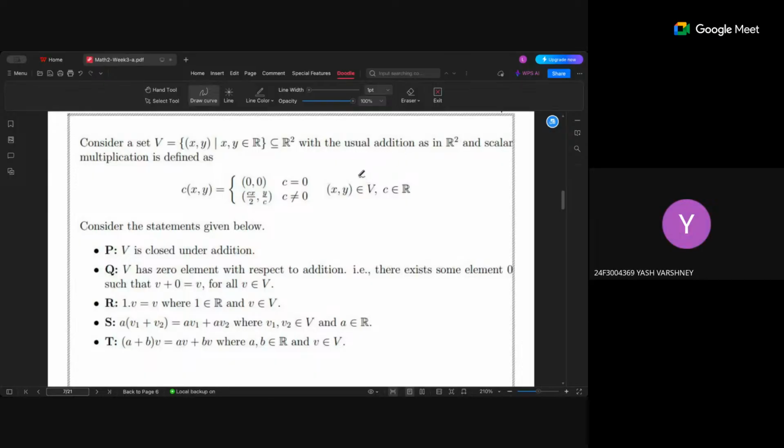Yes, ma'am, it would satisfy. So that will get satisfied. Now only the scalar multiplication is very different. So now we have to see whether the properties which involve scalar multiplication are satisfied or not. First of all, is it closed under scalar multiplication?